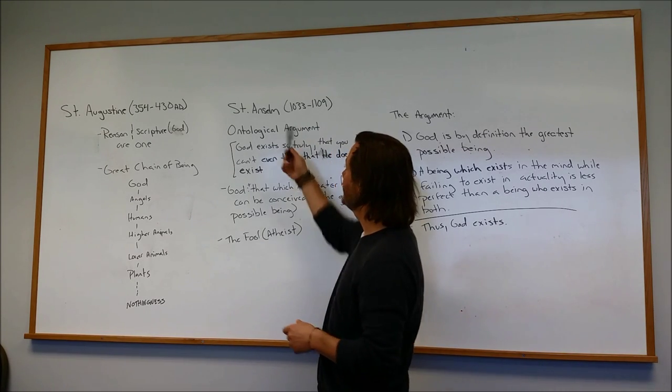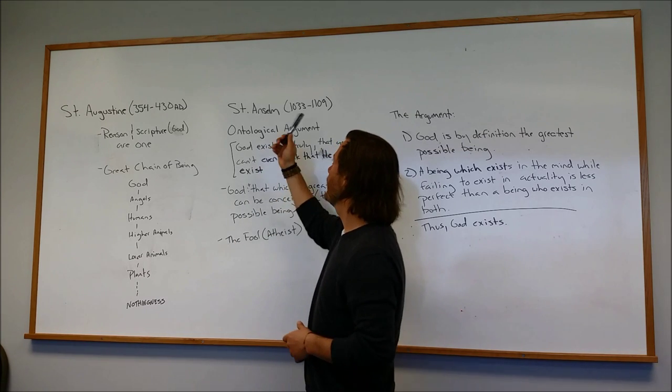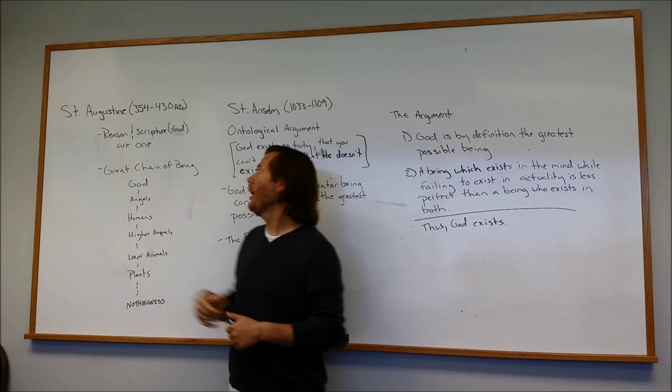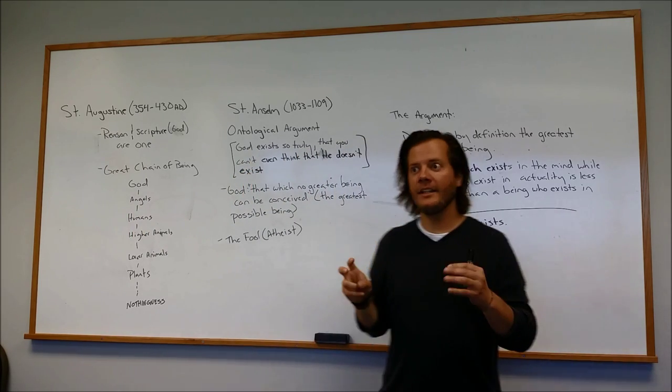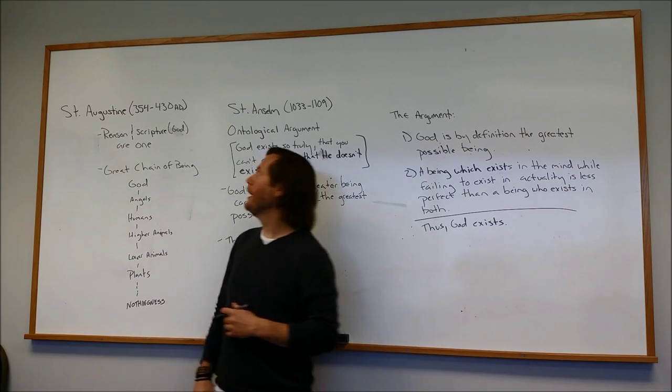Today, we're going to be talking about St. Anselm and the ontological argument. But in order to do that and talk about this great Middle Age philosopher, we need to go back a little bit further and talk about one of the first Middle Age, last ancient philosophers, as we like to think in the West, St. Augustine.